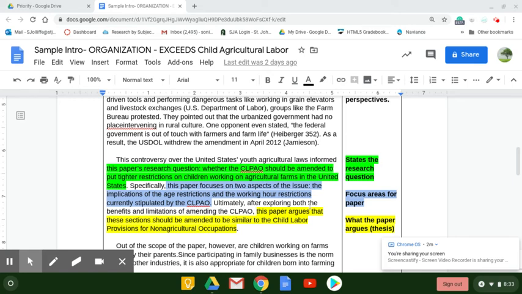And then finally, this bit in yellow is the thesis statement for the paper. And if you remember from the previous video, you're not going to be ready to add that yet. You're going to need to do the rest of your research first.